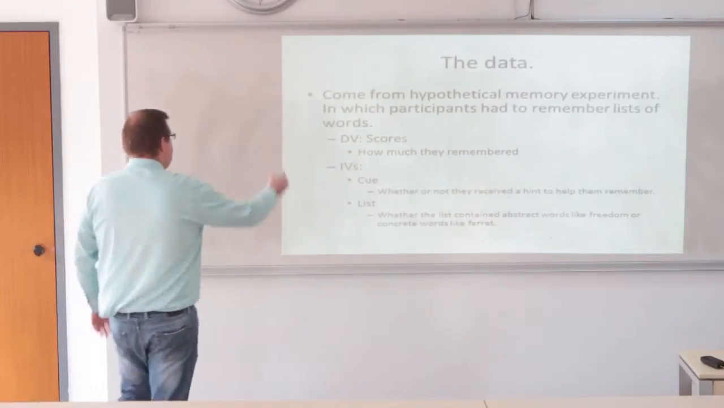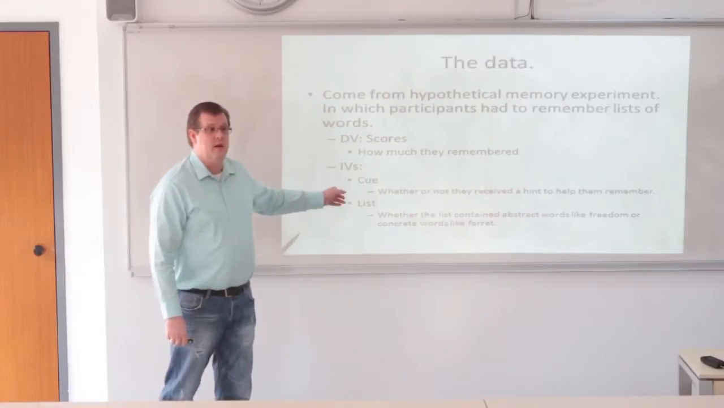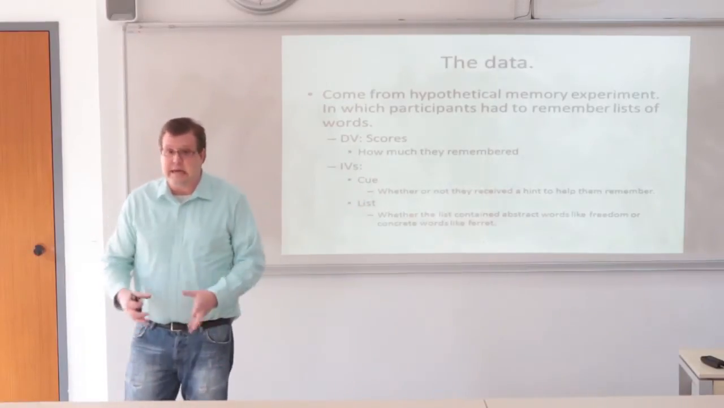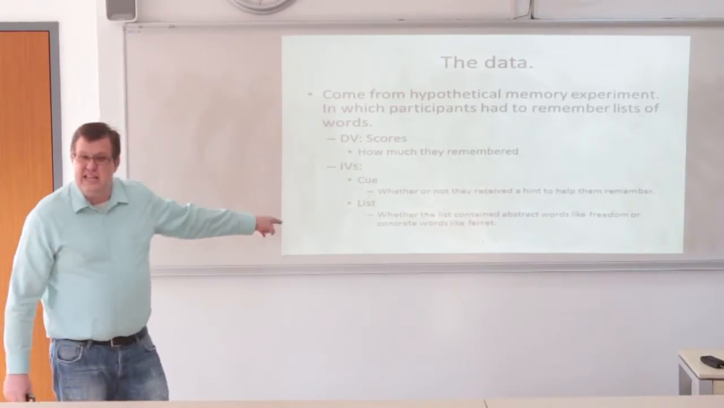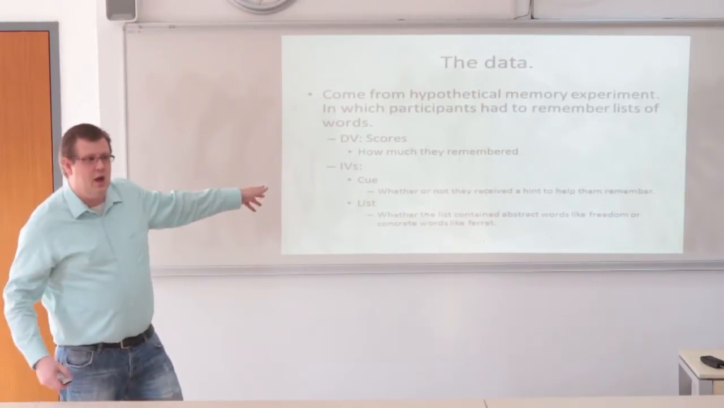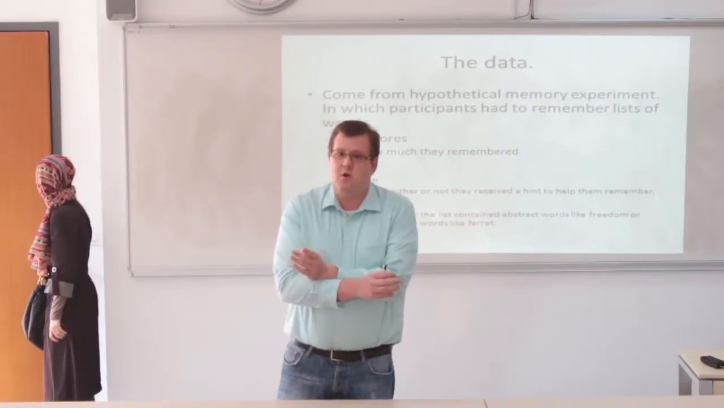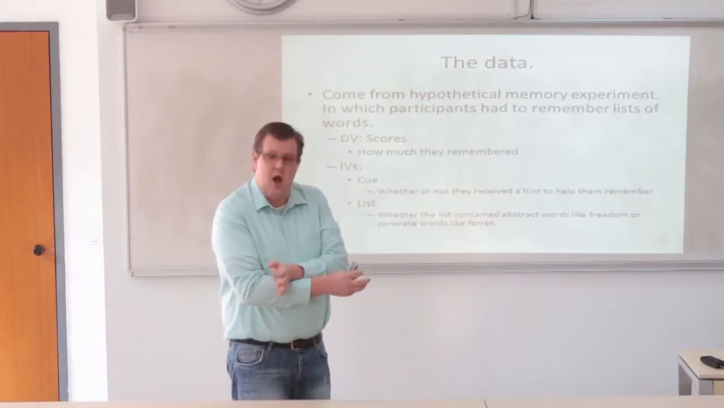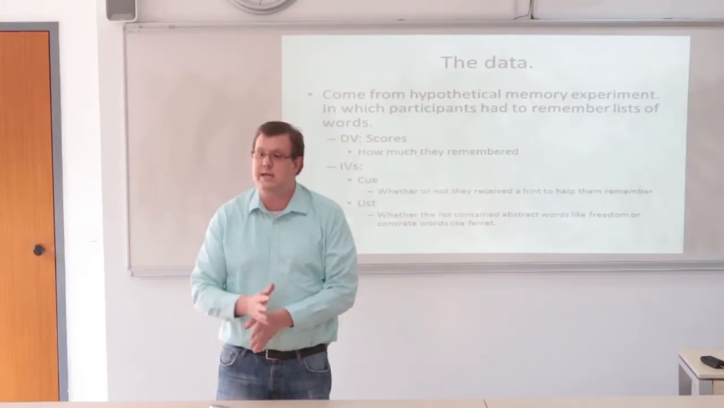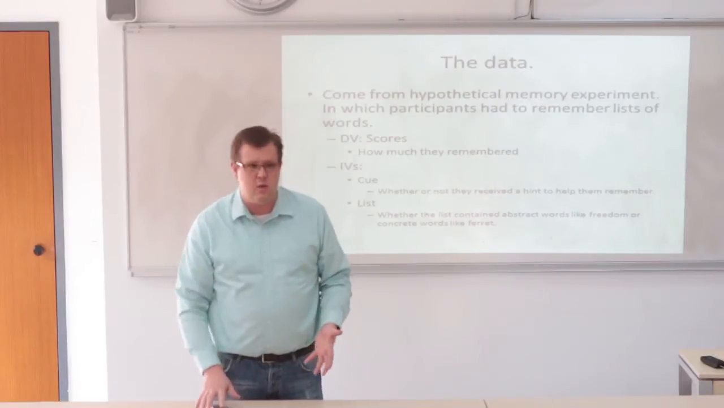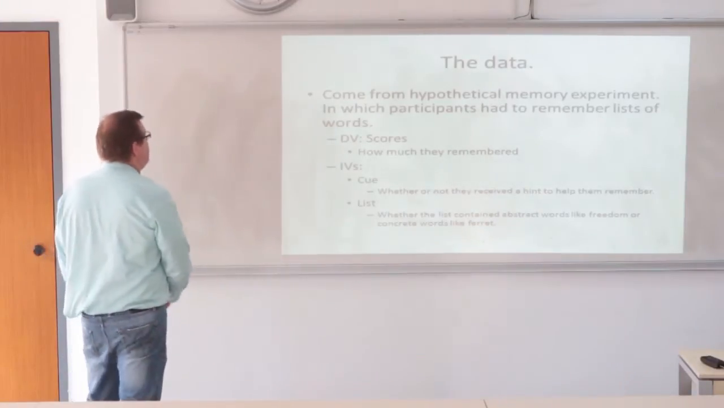So we have some memory scores. We have two factors that we're interested in. Does a cue help? Does getting a cue help people remember? Does the type of list matter? And we can also talk about one other thing: the interaction between them. So maybe since the concrete words are already easier to remember, a cue isn't going to help you as much as a cue might with abstract words. Does that make sense? So there could be an interaction between those.